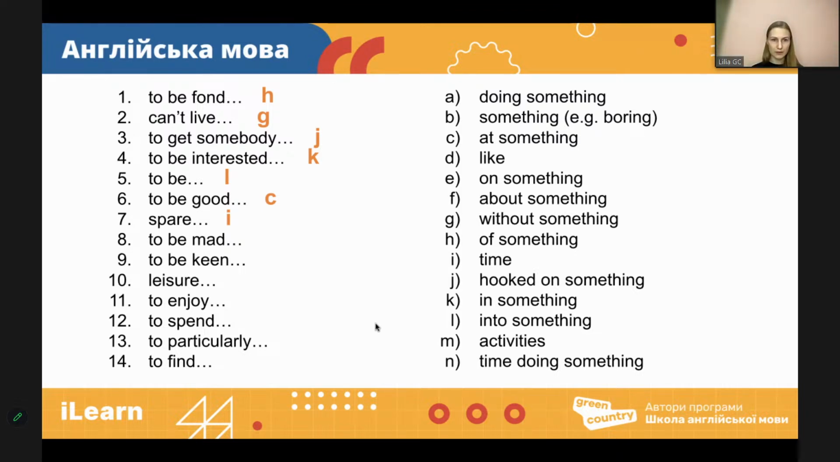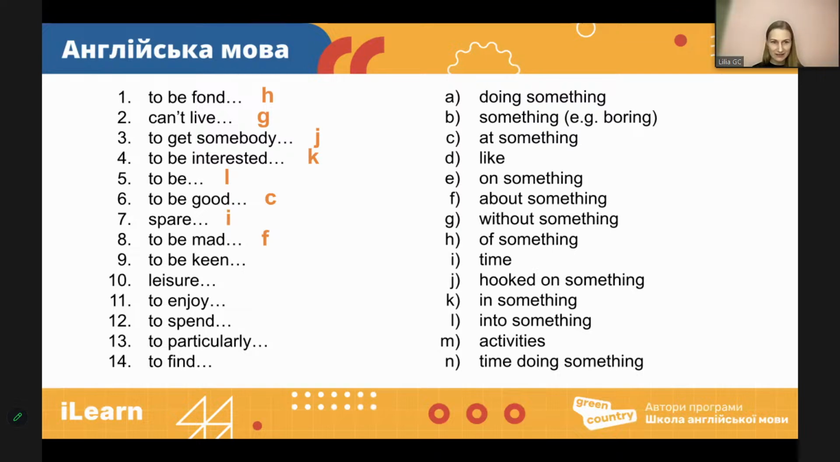All right, I can see answers to 8. So to be mad about something. It's a good phrase to show that you really love something, like up to the point of being crazy. I am mad about K-pop, some of my students said to me a few years ago. And maybe you remember those times, yeah? So it's like обожнювати щось, божеволіти від чогось, to be mad about something.